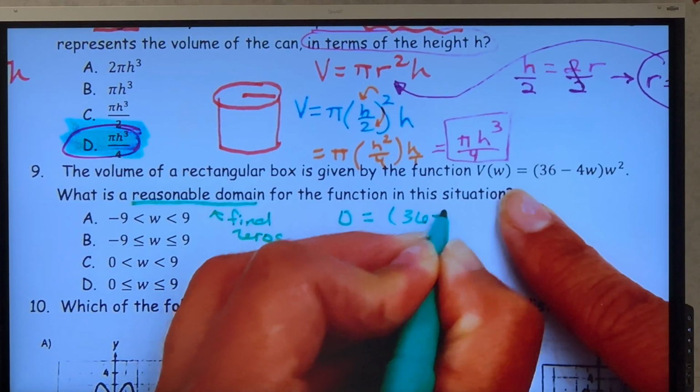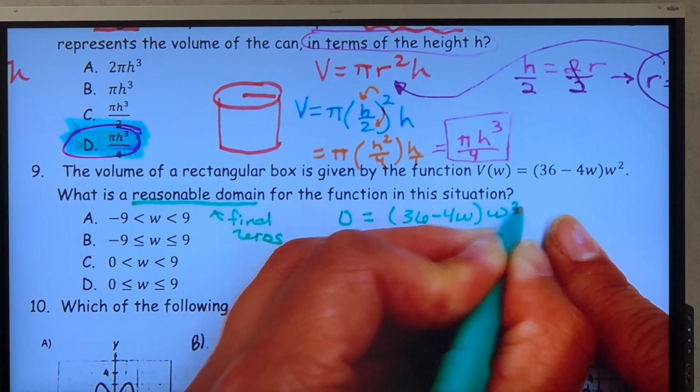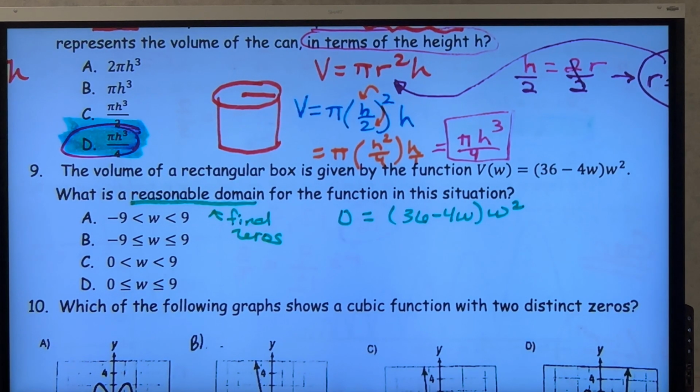And what's nice about this one is that it's already in factored form. So all we have to do from here is split apart those factors and set them each equal to what?